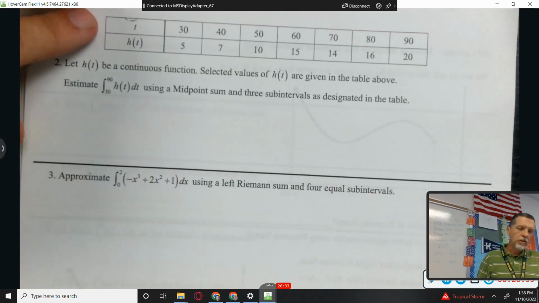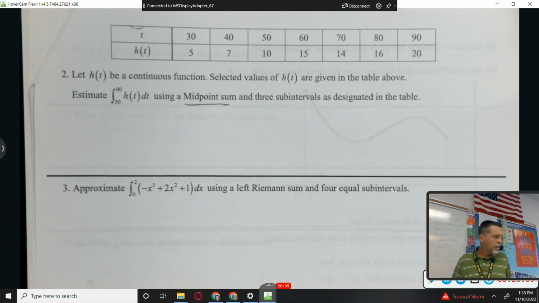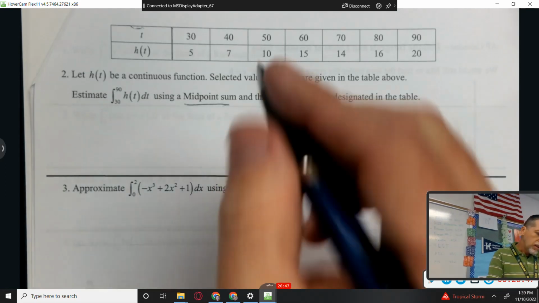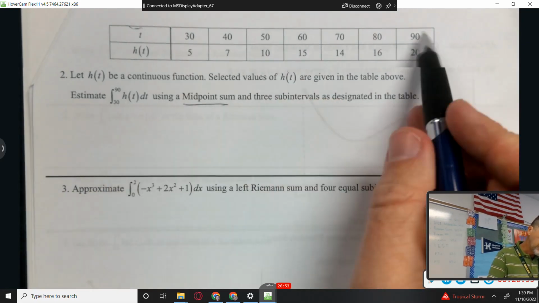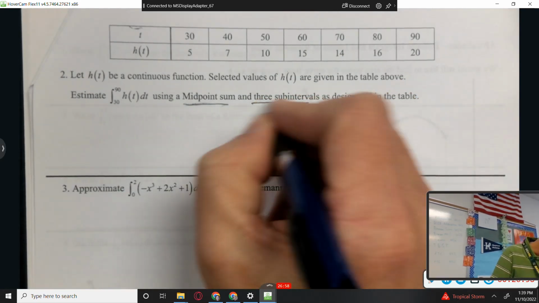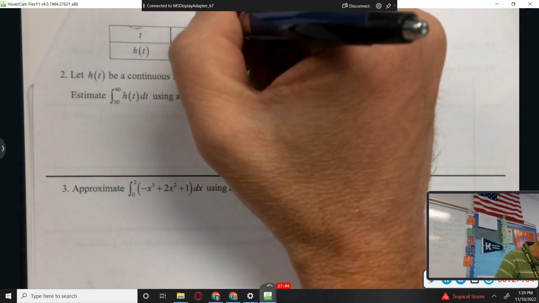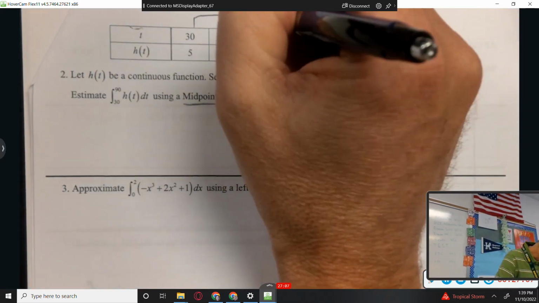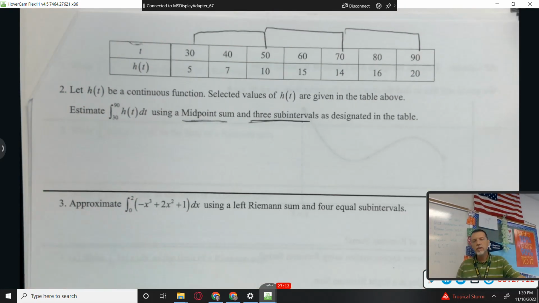Number 2. We'll go a little faster here, although this one's a midpoint. I hadn't done a midpoint. Maybe we won't go faster. Let h be a continuous function, selected values of h are given in the table above. We want the integral from 30 to 90 using a midpoint sum with 3 subintervals. So that means I need to draw my intervals from 30 to 50, 50 to 70, 70 to 90 to get 3 subintervals. Fine.